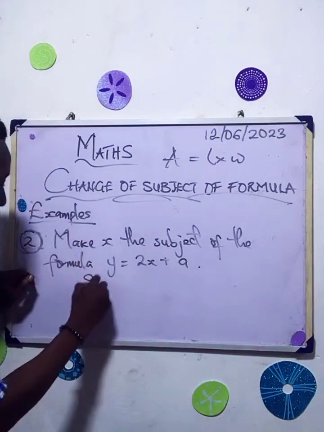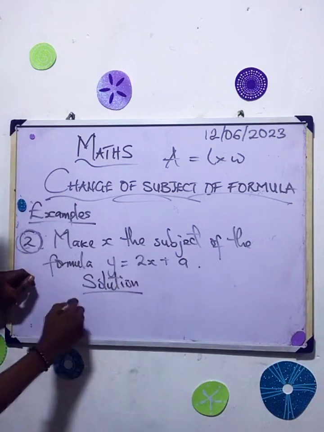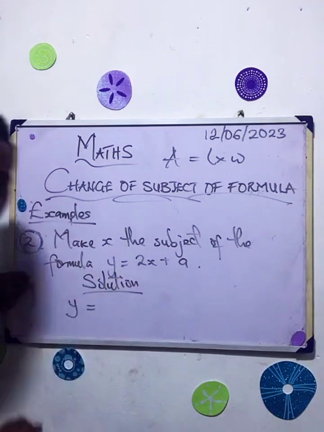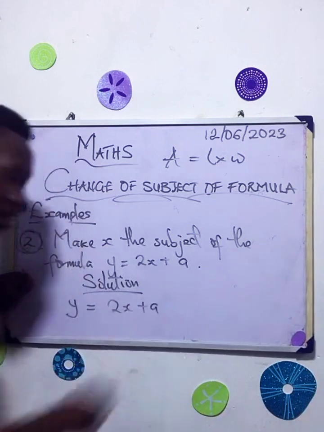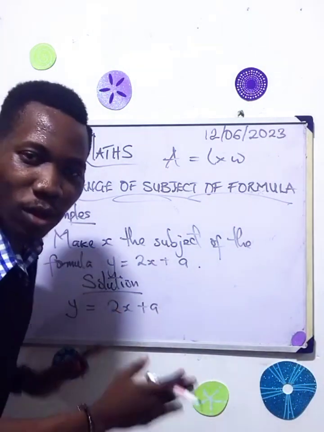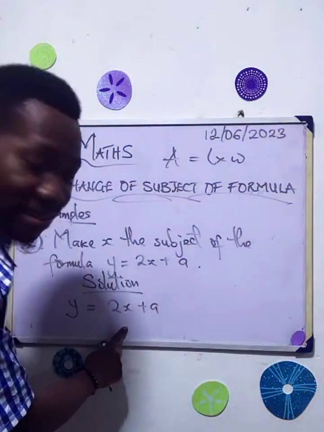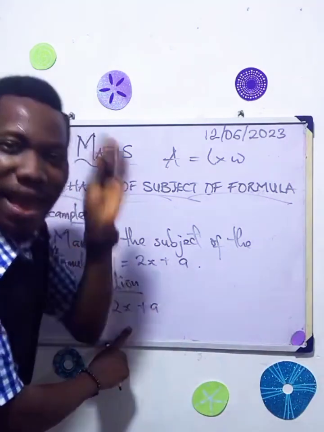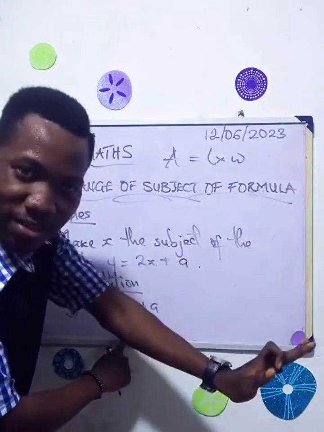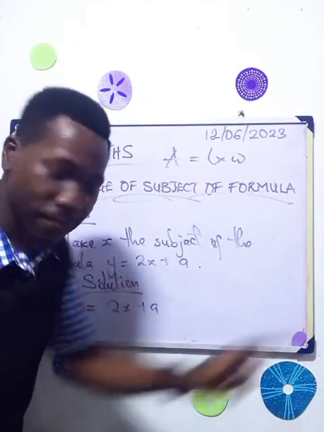Alright, so solution now. So the equation says y equals 2x plus a. First off, what do we want to make the subject of the formula? X. Making x the subject of the formula means having x alone on its side, alright? Having x alone on its side.